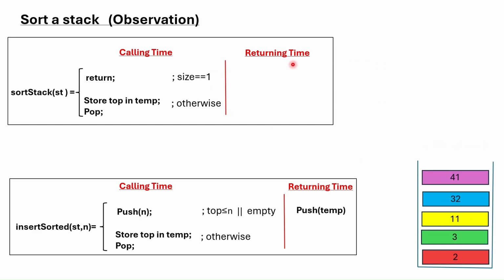So in returning time, what are we doing? We are passing all these temporary variables into our insert sorted function. So we are passing this temp in our insert sorted function. So we have successfully written our sort function. Once we have observed this, we can easily code it in our code editor. So let's quickly go into our code editor and submit this problem.